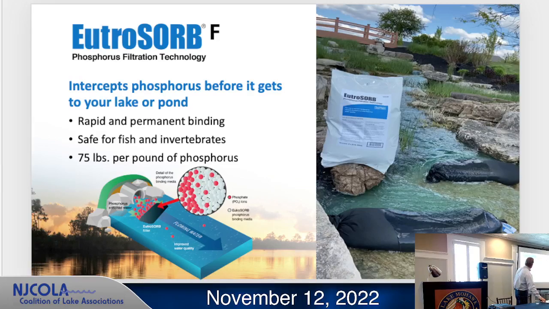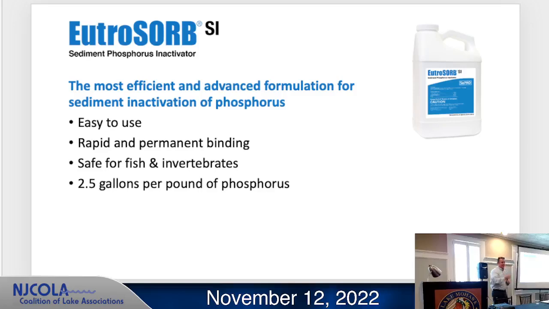Okay. Then this is a formulation that's going to be coming out. They haven't said exactly when, soon. Okay. This is now the same technology to be laid down on the bottom of the pond as a sediment. Okay. For old schoolers, your blanket, your Allen blanket type of mentality.